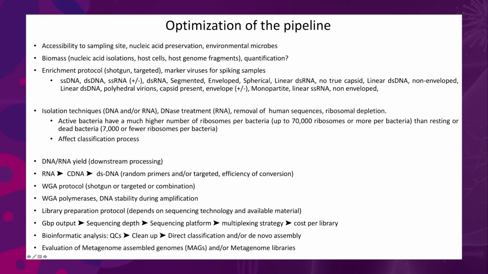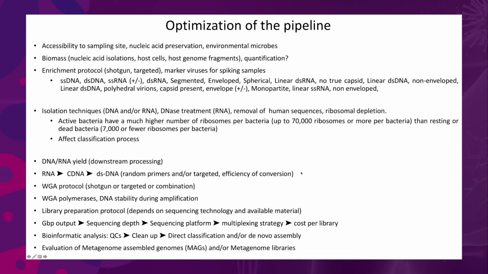For the bioinformatics analysis, Avram will discuss these issues. Briefly, we do a quality check, we clean up our libraries from contaminations, and then we do a direct classification or de novo assemblies. And the final step is we get a list of all the metagenome-assembled genomes of our metagenomic libraries. So as I told you before, all the different bits within this pipeline can affect the final stage.